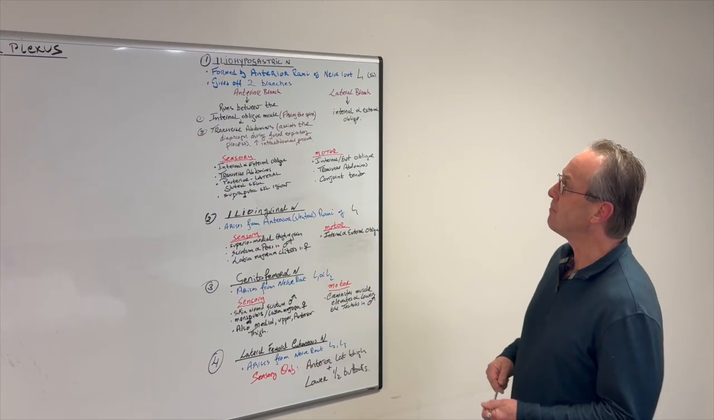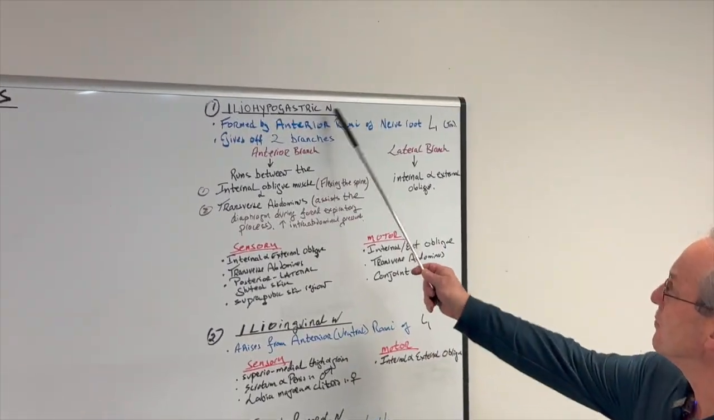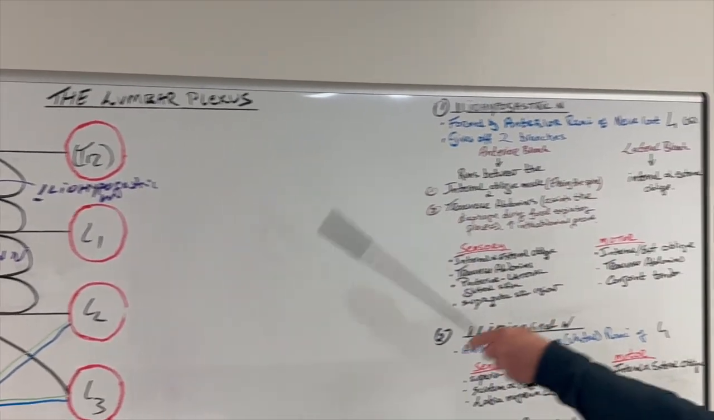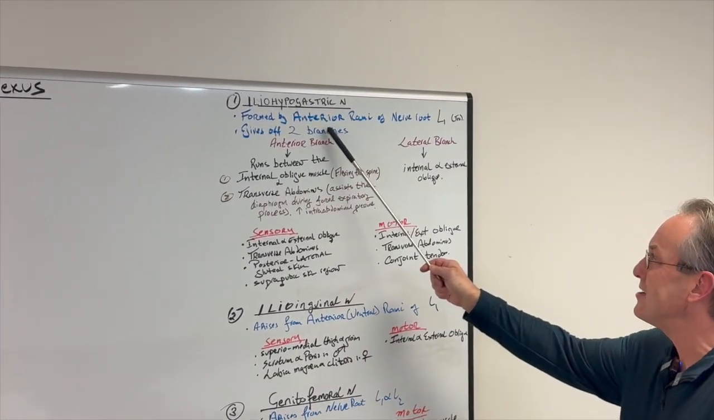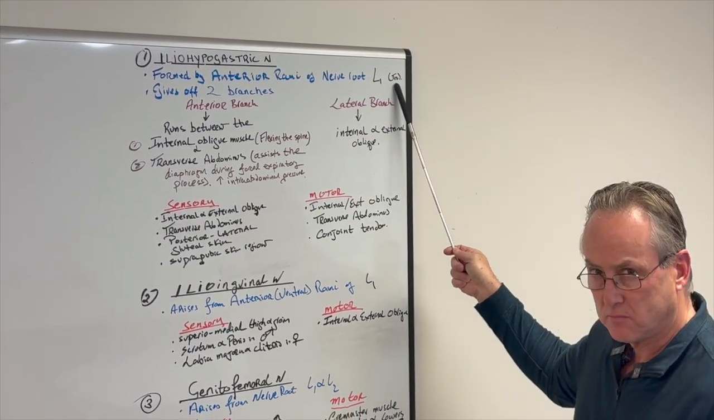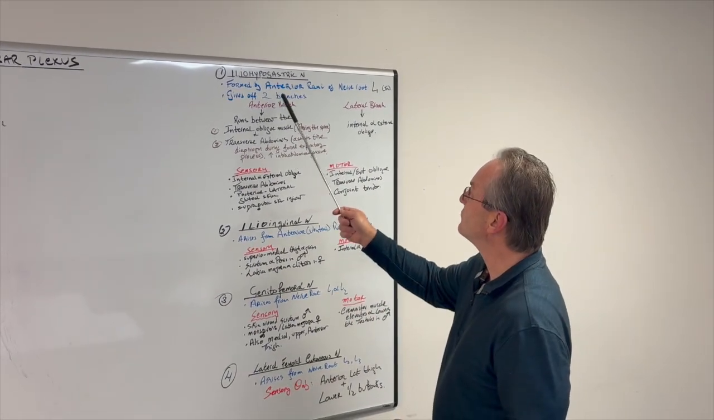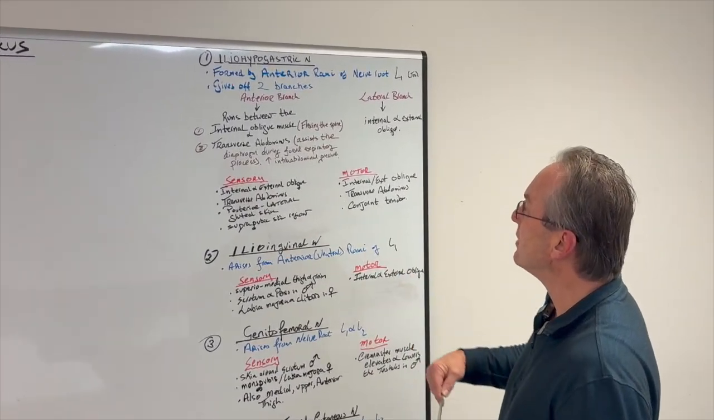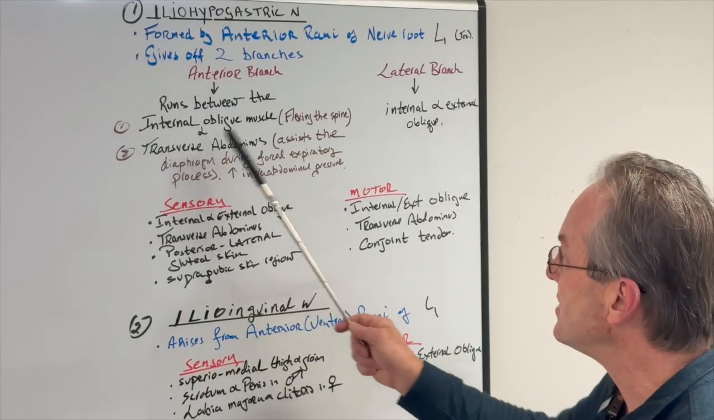Okay, we're going to start talking about the individual branches. So we'll start here with the iliohypogastric nerve. As you recall from the blueprint, the iliohypogastric nerve is formed by the anterior rami or the ventral ramus of nerve root L1, and then a contributing branch of T12. So the iliohypogastric nerve gives off two branches, an anterior branch and a lateral branch. The anterior branch runs between the internal oblique muscle and the transverse abdominis.